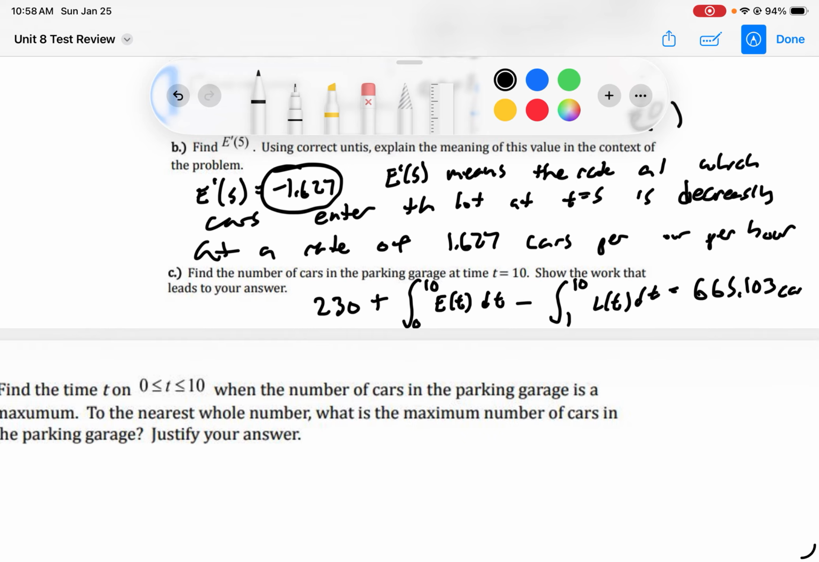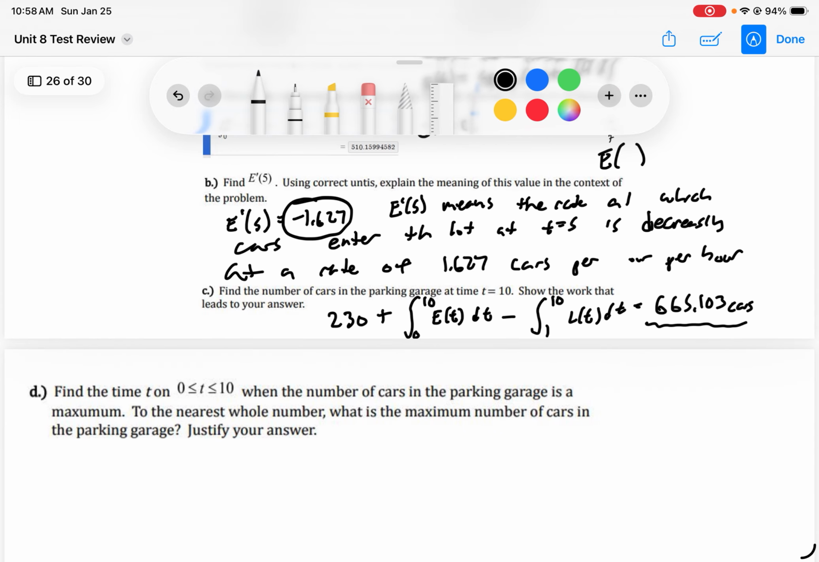665.103 cars. Find the number of cars. It did not say find to the nearest whole car. So if it doesn't say to the nearest whole, even though it doesn't make sense, just put the decimals, even though we're talking about whole cars. You can't have 10% of a car come into the parking lot. It doesn't matter. Use the whole thing. On the AP exam, they'll probably say to the nearest car, just to avoid any confusion. But if they don't, put the decimal.